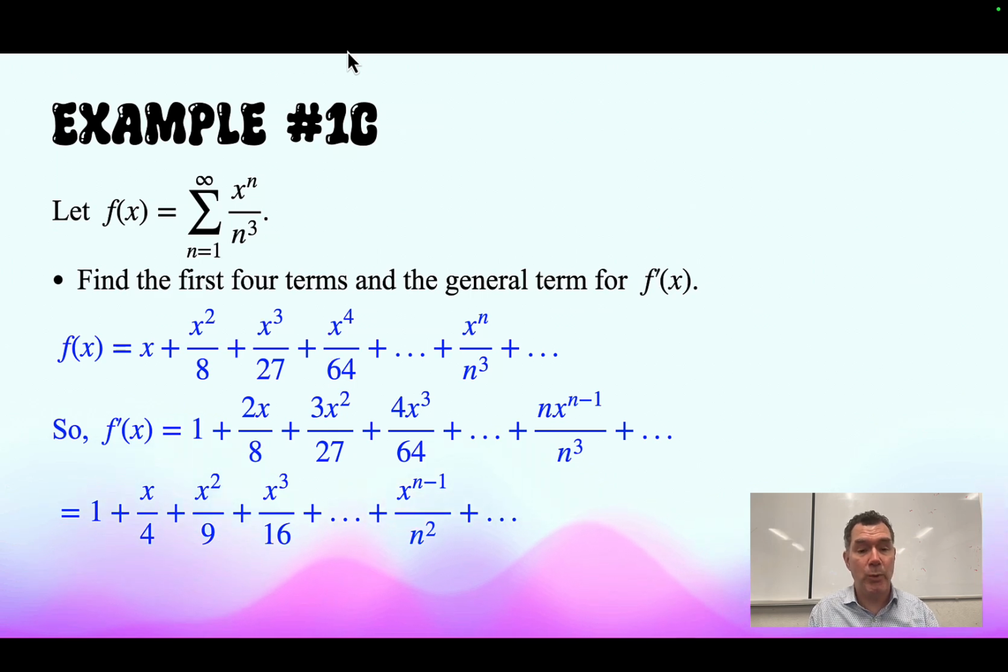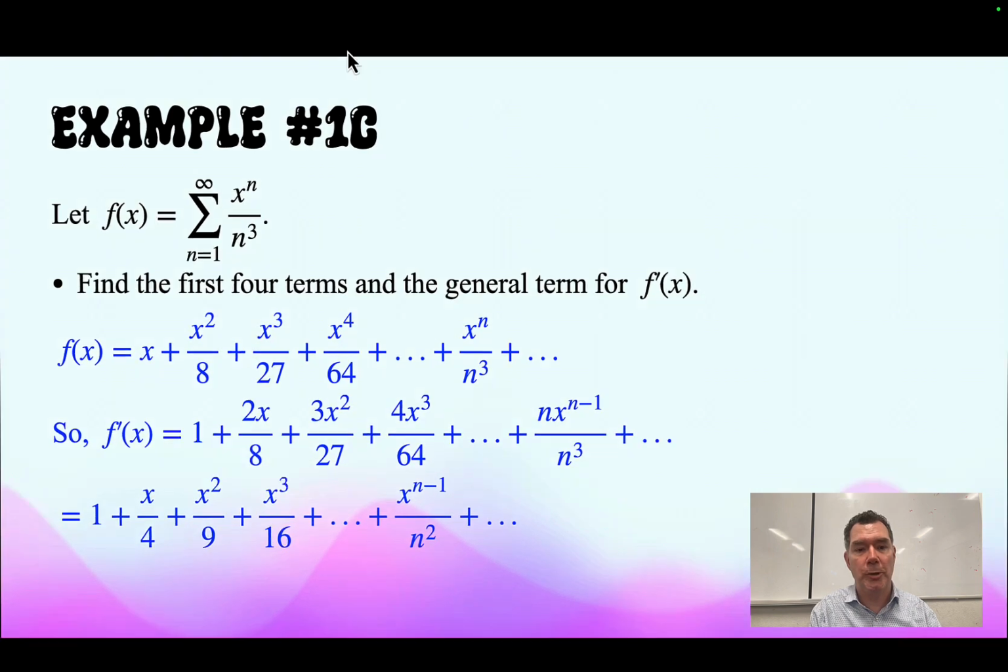So 1 is fine the way it is, but 2x over 8 can be x over 4. 3x squared over 27 can be x squared over 9, and you can just reduce all of those terms, including the general term.